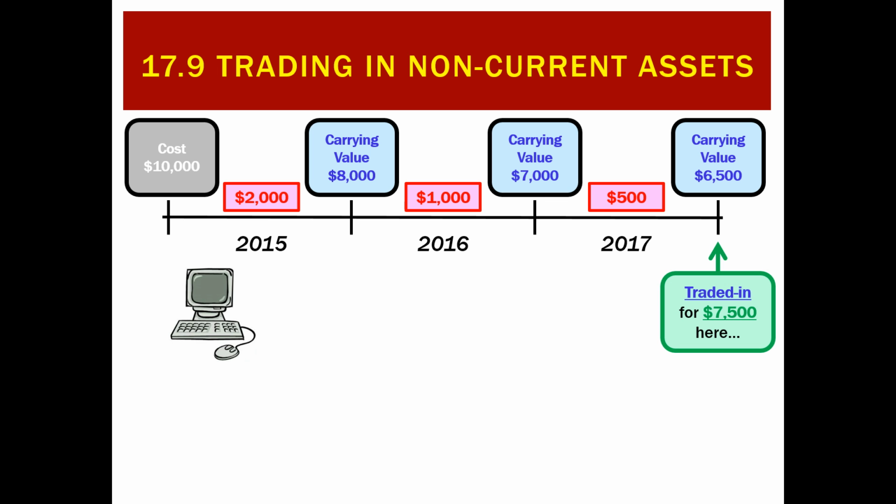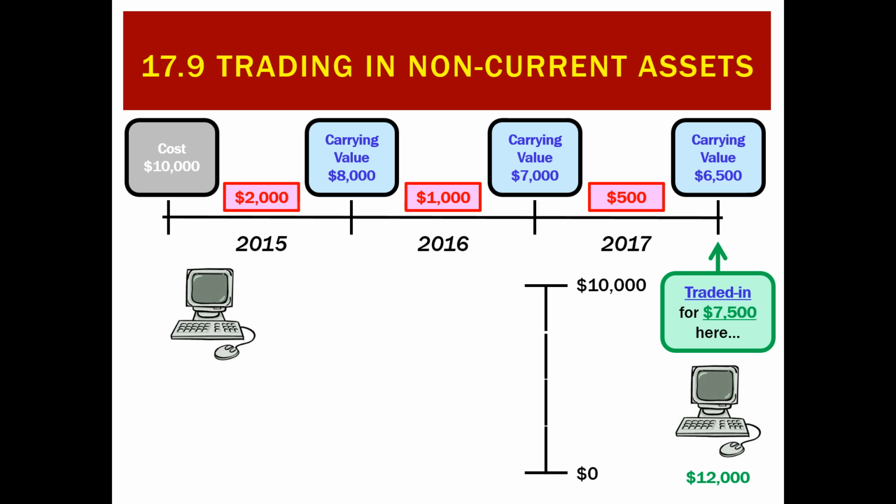What we're going to do is trade it in for $7,500, and what we're going to do is then buy a new computer for $12,000 plus GST, and what we get off the cost of the new computer is the trade-in for the old computer. Let's look at the ledgers though as they would appear.